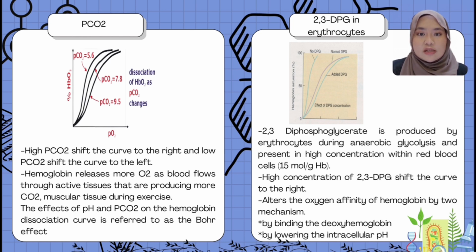Hemoglobin releases more oxygen as blood flows through active tissue that is producing more CO2, such as muscular tissue during exercise. In 2,3-DPG: 2,3-DPG is diphosphoglycerate. It is produced by erythrocytes during anaerobic glycolysis and is present in high concentration within red blood cells.